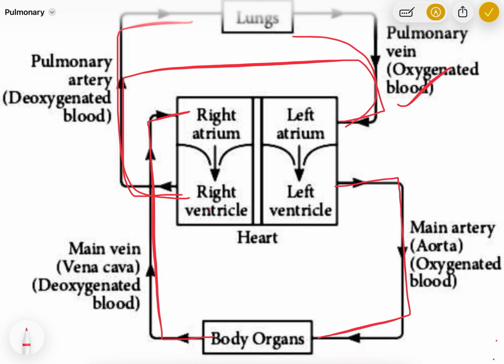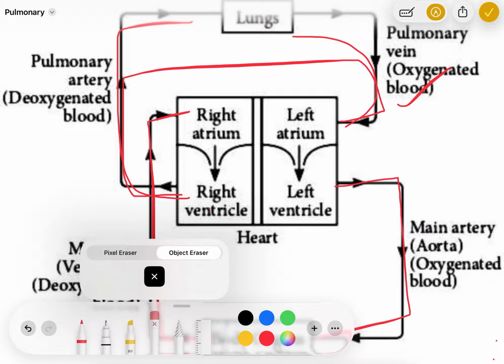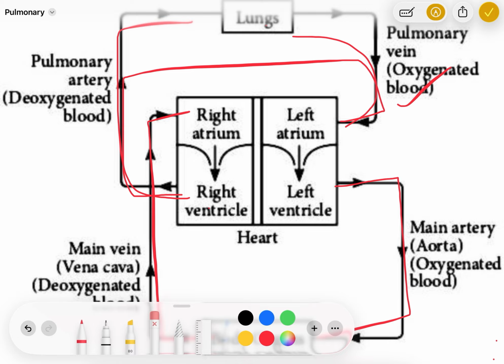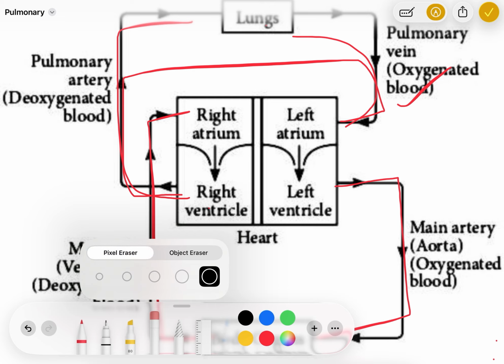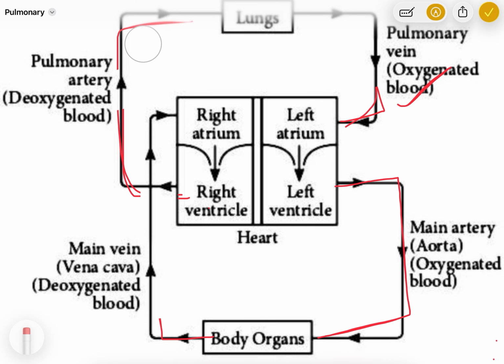I repeat, pulmonary circulation means taking deoxygenated blood to the lungs and giving oxygenated blood from the lungs to the heart. This is pulmonary. What is systemic circulation? Giving oxygenated blood from the heart to the body parts, and giving deoxygenated blood from the body parts back to the heart. So these are the main circulatory pathways, pulmonary circulation and systemic circulation. I'll erase this again.